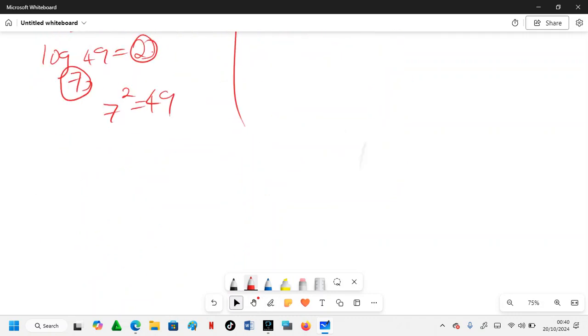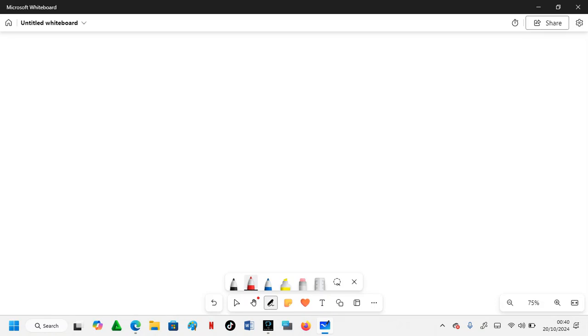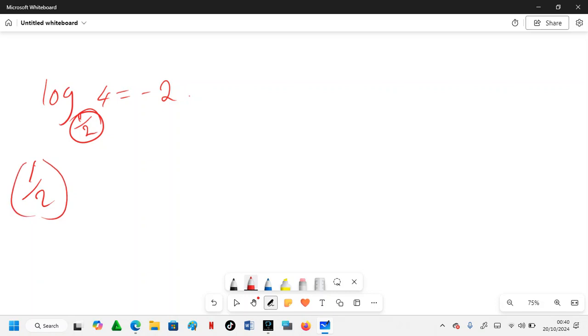Let's say they tell you to write this in index form. The log to the base of a half of 4 is equal to -2. Of course, you say a half to the power of -2 is equal to 4. So I think that is enough revision on that.